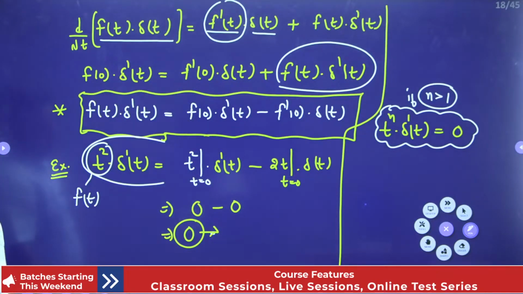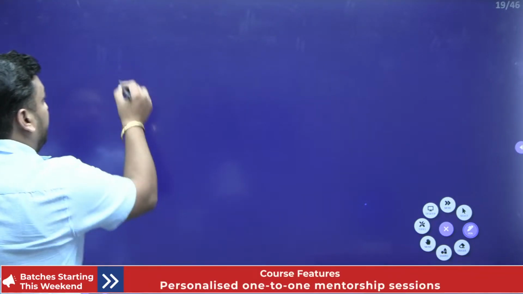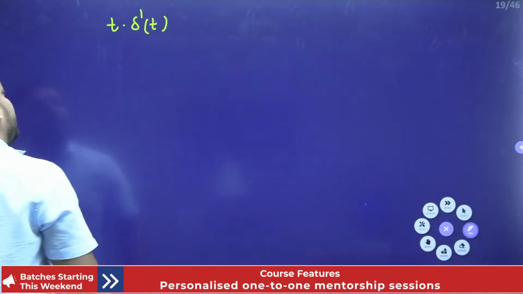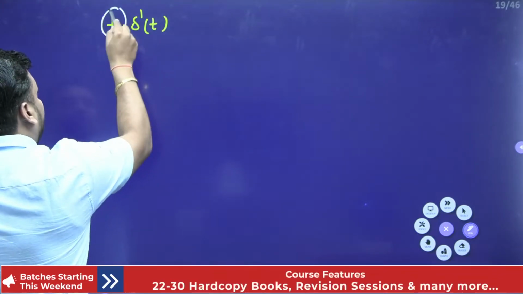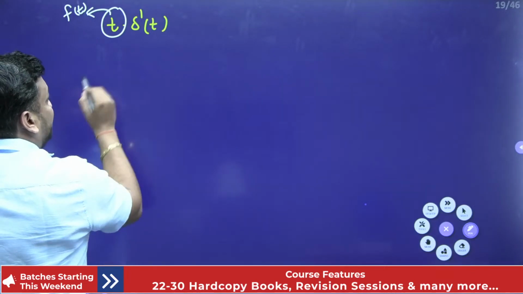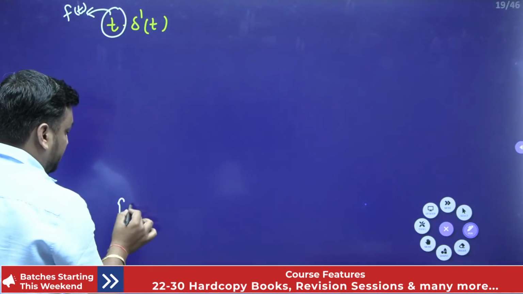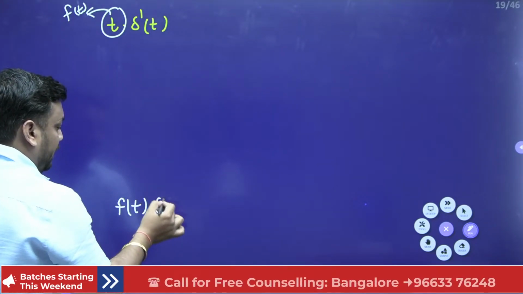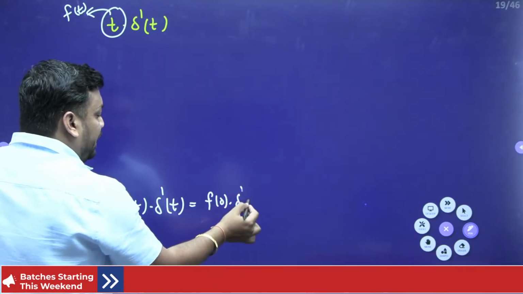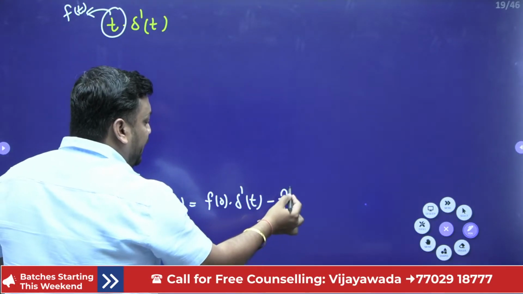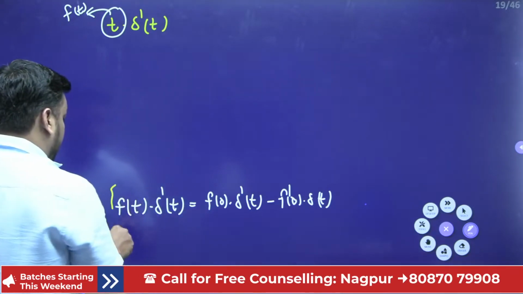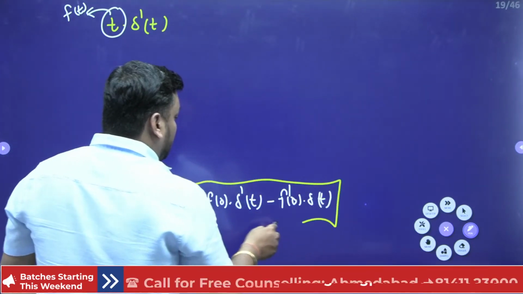Why not equal to 1? Because if I find t dot del dash t, then you need to tell me what you will get, guys. If this is working as an f(t), then you know the property. I am writing the property here on this side. The property says that f(t) dot del dash t is nothing but f(0) into del dash t minus f dash 0 into del t. This is the only property that you all know.